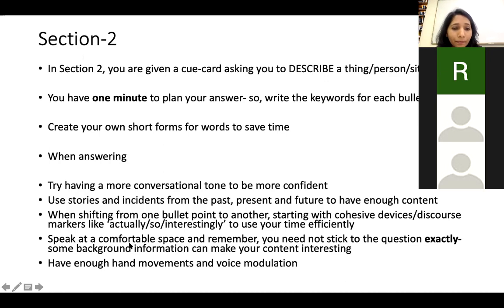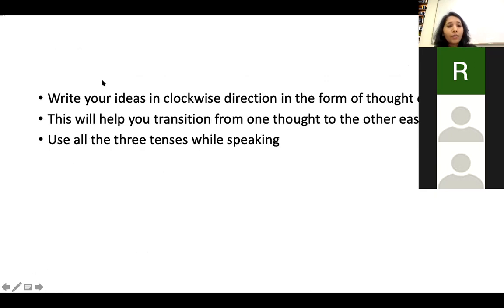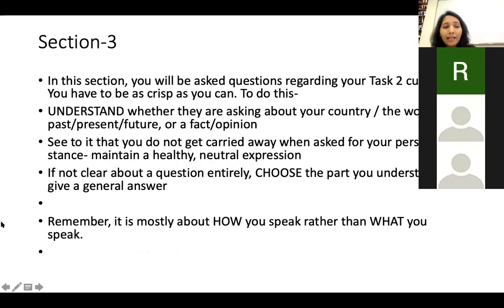Is this clear? Then your hand movement is allowed. That's all I think. So use this actually. So interestingly, all these can be your cohesive devices. Then write your thoughts in thought clouds and in clockwise direction. That'll really help you. I know it sounds silly, but it'll help you.